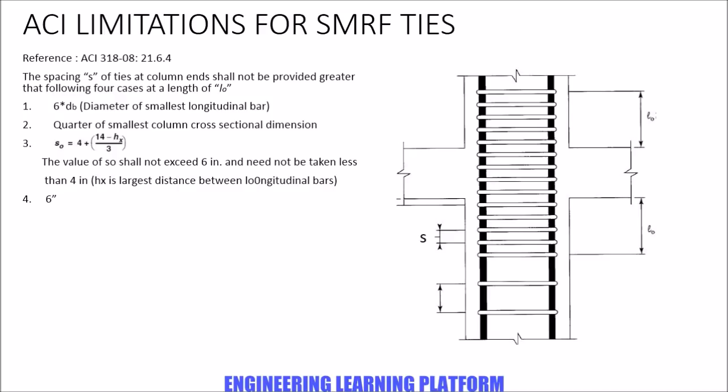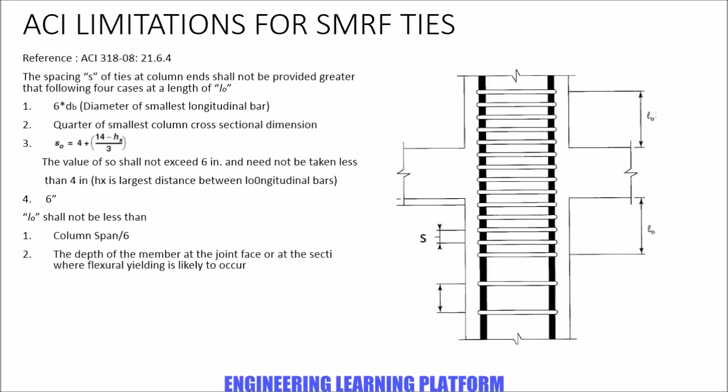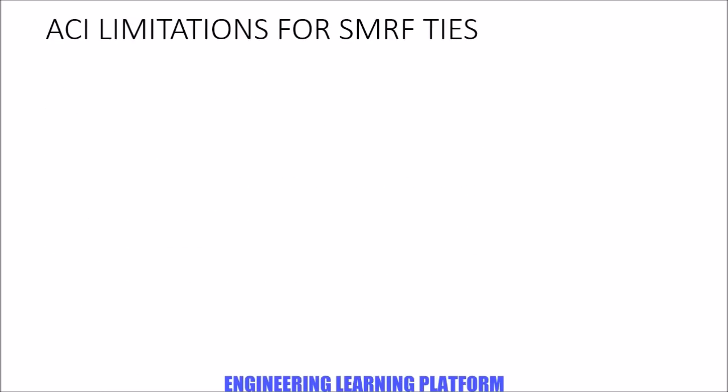L0 shall not be less than the column clear span divided by 6, the depth of the member at the joint face or the section where flexural yielding is likely to occur, where plastic hinges form, or 18 inches. The spacing of the ties shall not be greater than 2 times S outside the extent of L0. So L0 is the distance that occurs at the joints.